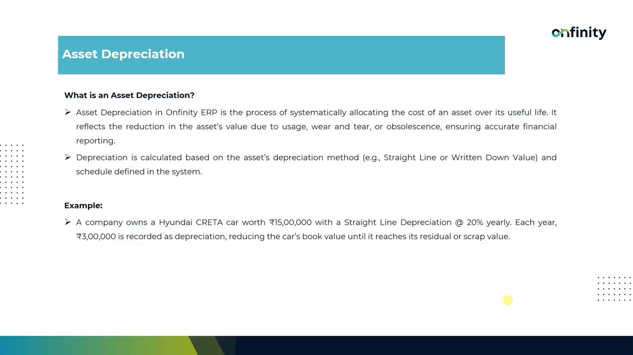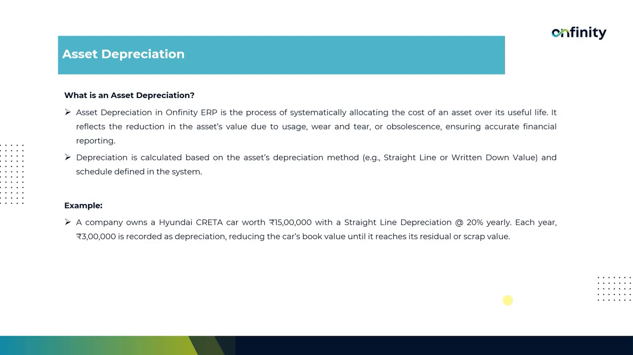Asset depreciation in Onfinity ERP is the process of systematically allocating the cost of an asset over its useful life. It reflects the reduction in the asset's value due to usage, wear and tear, or obsolescence, ensuring accurate financial reporting. Depreciation is calculated based on the asset depreciation methods and schedules defined in the system.